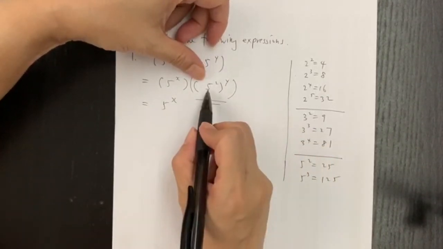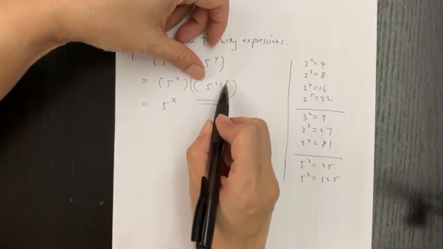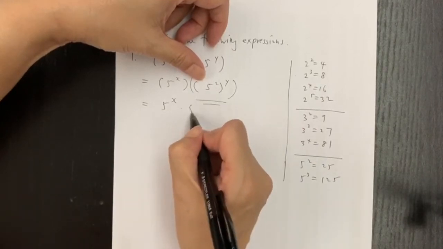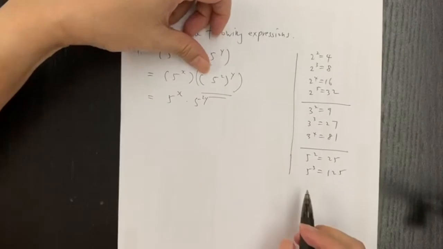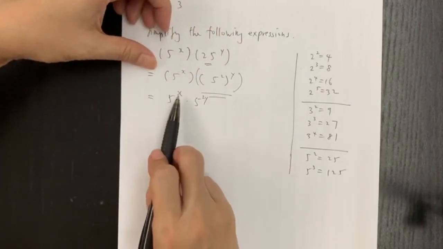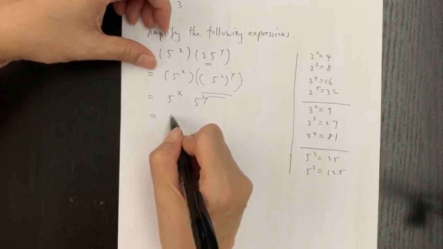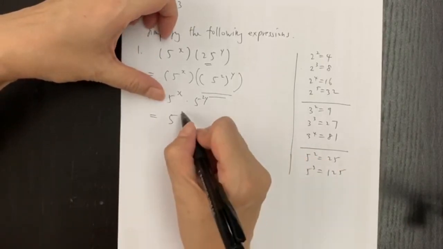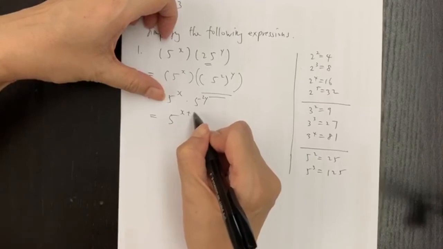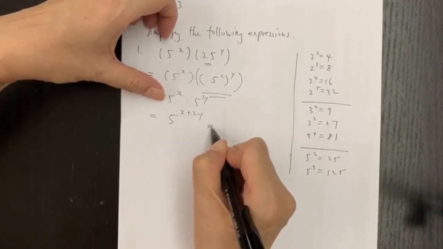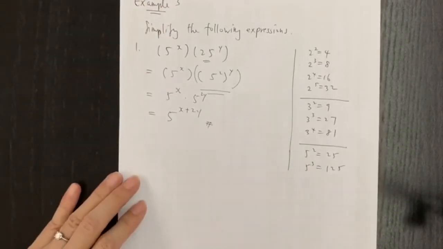Okay, so next, 5 to the power x, and then what about this one? This one will be 5, and then this is 2y, which means 2 times y, like that, right? So I have 5 to the power x times 5 to the power 2y. Then which index do we use? That will be 5 to the power x plus 2y. Okay, so this is example 3.